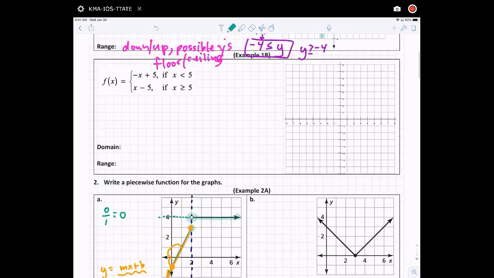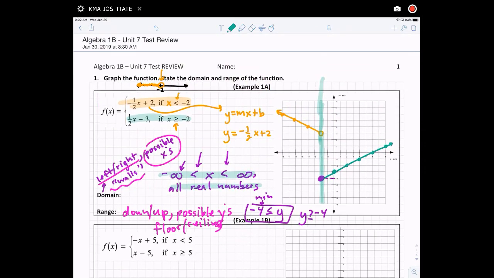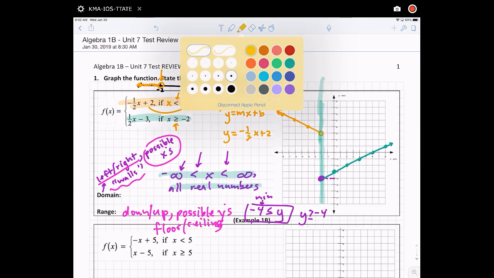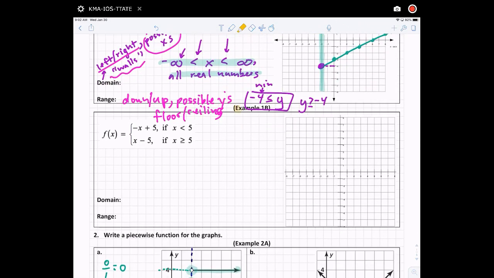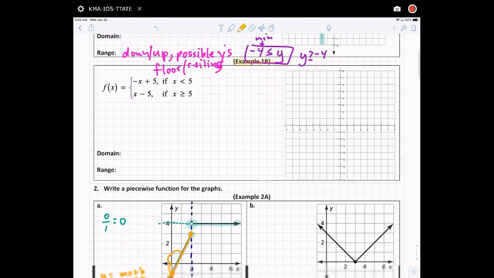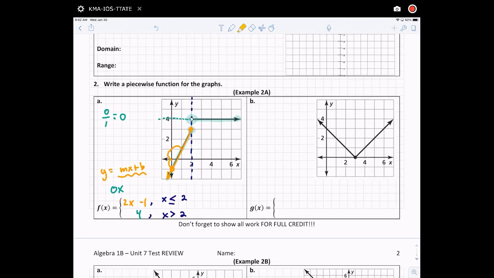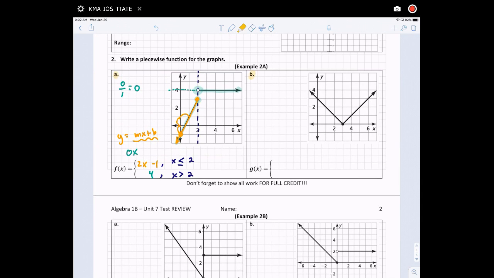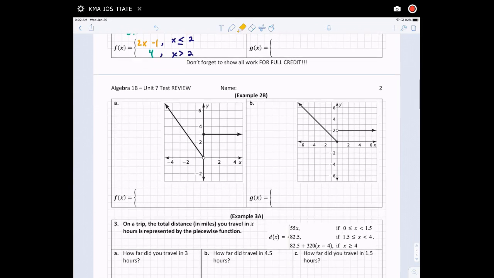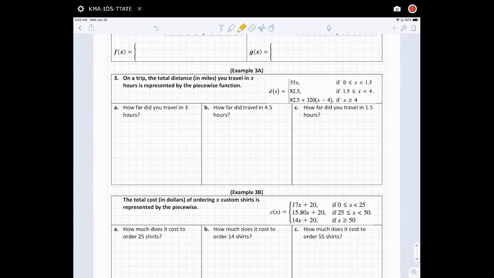Okay, so for example, by the way, guys, like we did the 1a example, you will only see one problem like that on the test. You won't see a second one, but you get an extra example to practice. When you get to number 2, there is an A and a B, but they're a similar concept. You're writing out the piecewise function. Skip over example 2b. Let's talk about example 3 or 3a.